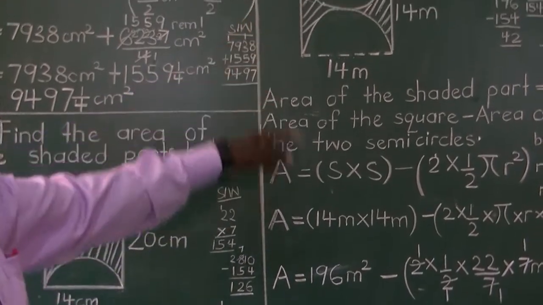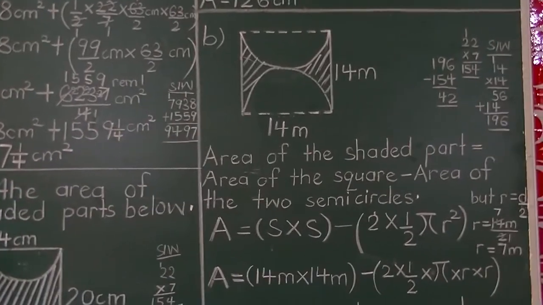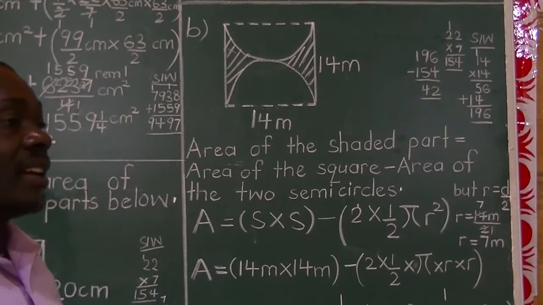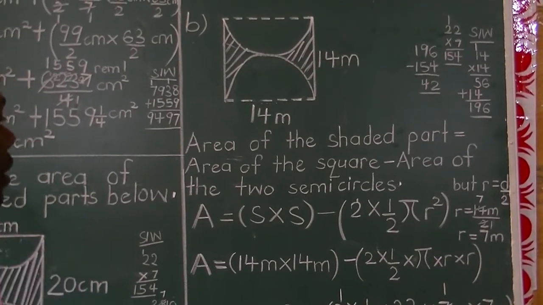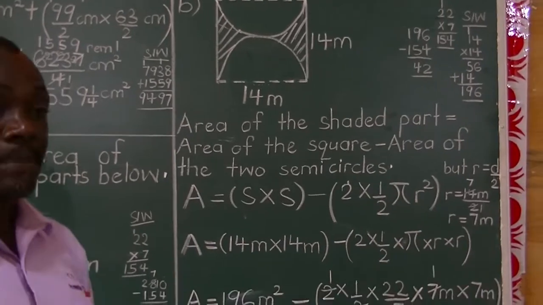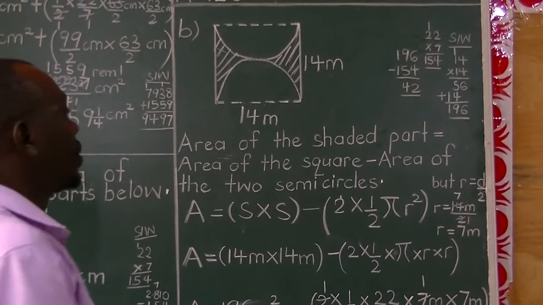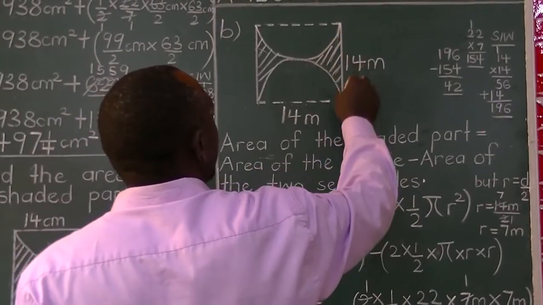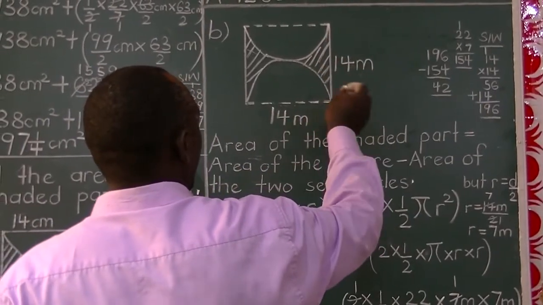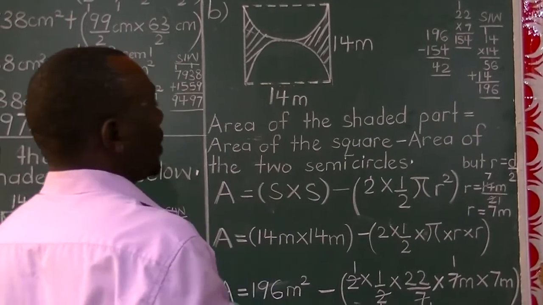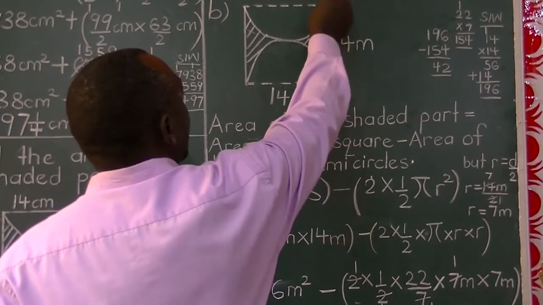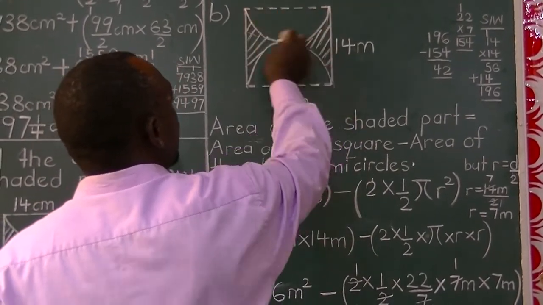As we look at part B, find the area of the shaded part in this shape. Always analyze, be analytical in your own ways. You must know the shapes and know which shapes are involved. So you see, here they are only giving us 14. So of course, this semicircle and this semicircle.